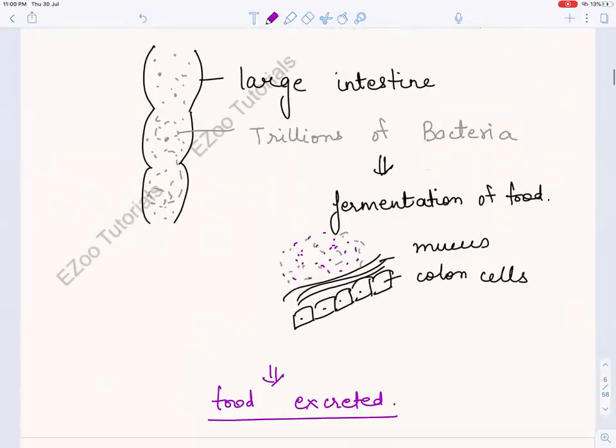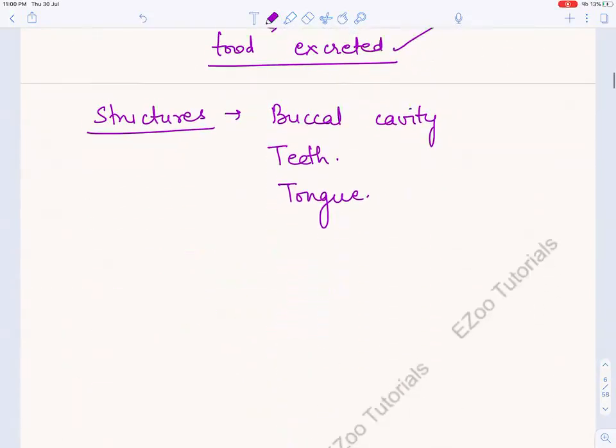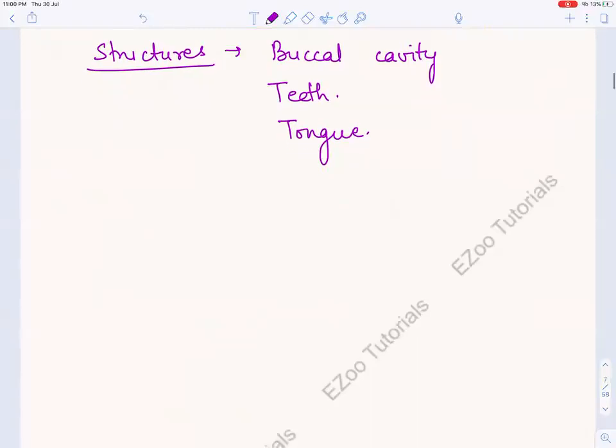Then the food goes to the large intestine, where there are trillions of bacteria. And what are those doing? They are fermenting the food. And then finally the food is excreted. Okay, guys, so it was very nice. And then I told you that next is the buccal cavity, teeth, and tongue.